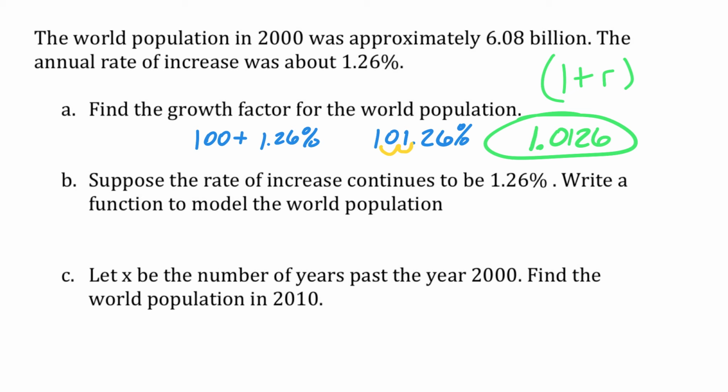Suppose the rate of increase continues to be 1.26%. Write a function to model this. Well, this is where we go to our little formula we have there. We could have written f of t, but we'll just leave it as y equals on this. So the starting amount is 6.08 billion. Now I'm going to go to my other side here and make sure that I recognize 6.08 is in billions. I don't want to come away and think that the planet has 6 people on it.